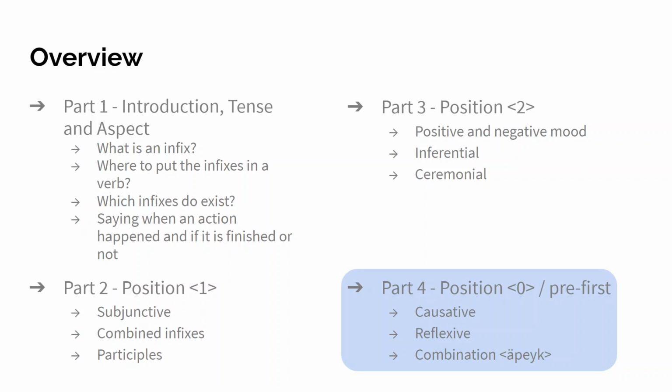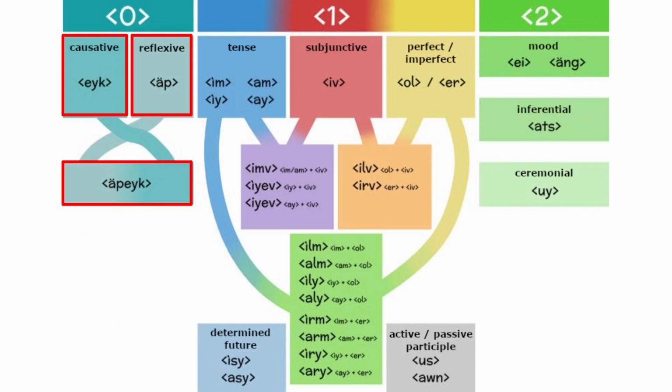So today, we will talk about the causative, so to cause someone to do something, the reflexive, so to do something to oneself, and the combination of the two, so to cause oneself to do something. Here you see again the overview over all the infixes that exist. In the past 3 videos we have already covered all the other infixes from position 1 and 2, so only these 3 on the left are left for today: egg, ab, and ab-egg.